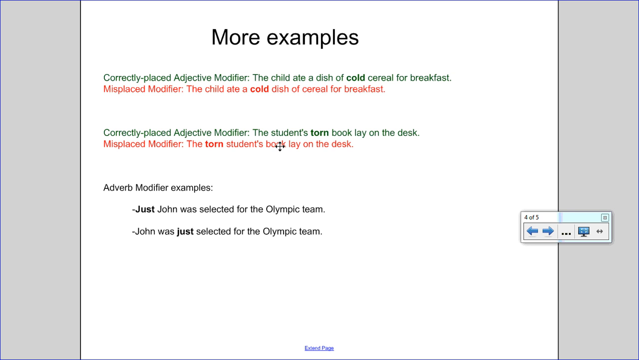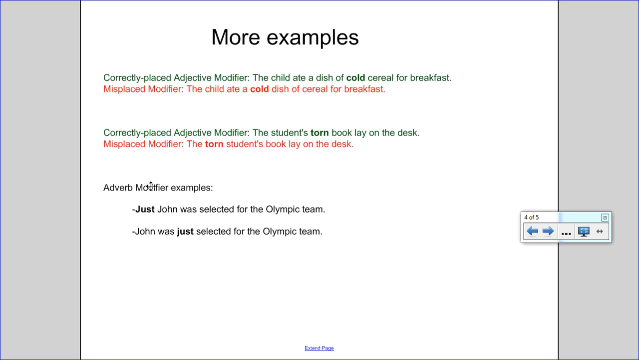In the second example, the student's torn book lay on the desk. The book is what is being modified by the modifier torn, so the book is what is torn and it belonged to the student. However, if you misplace that modifier, it could read, the torn student's book lay on the desk, which would tell the reader that a book belonging to a student who is torn lay on the desk. Now that's probably not what you want the reader to say.